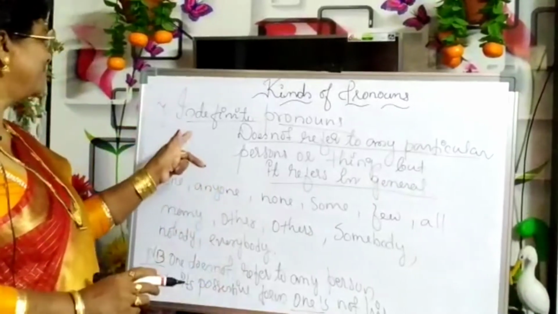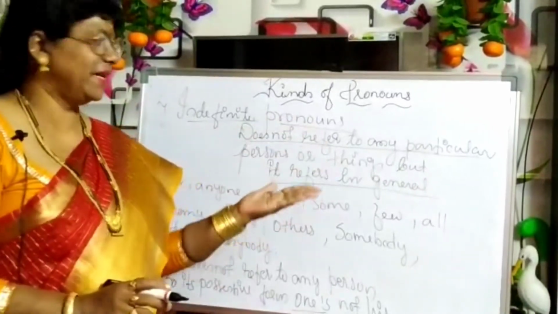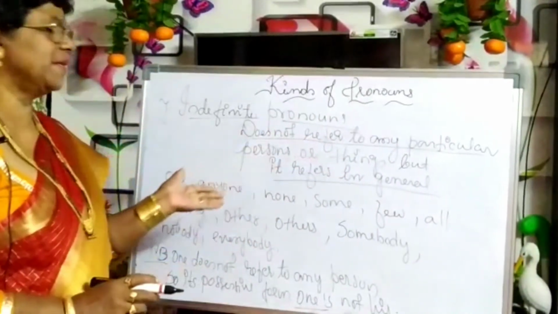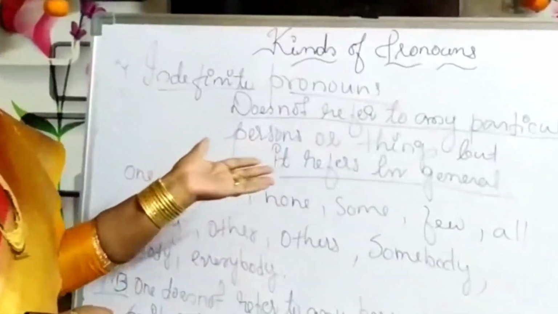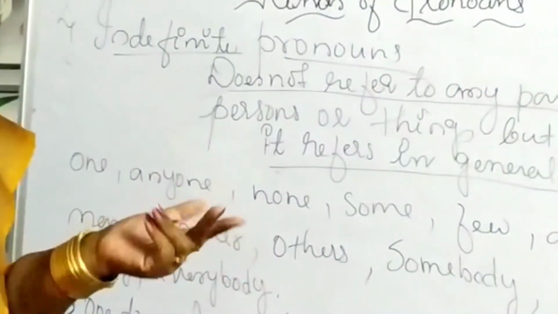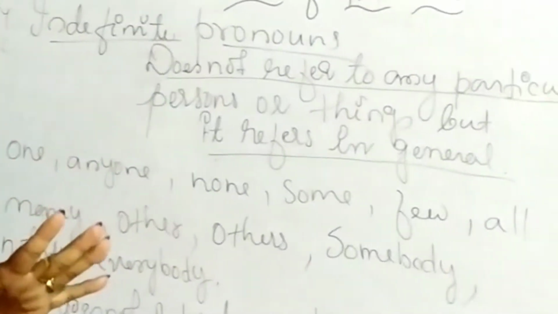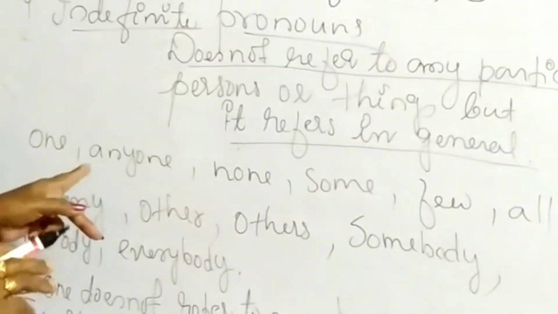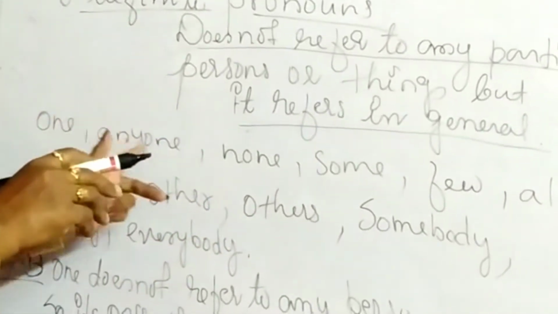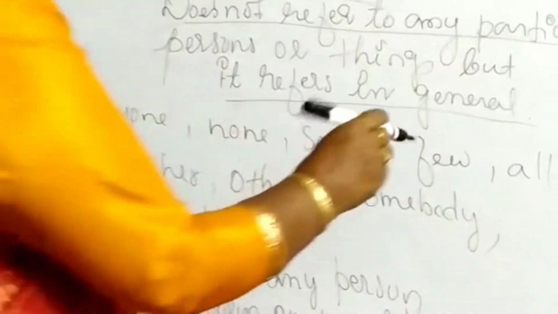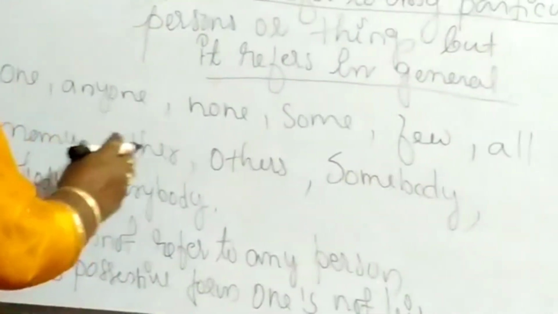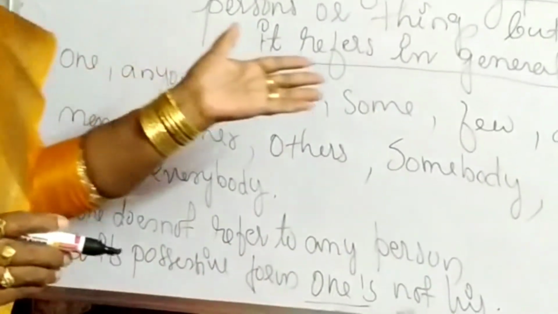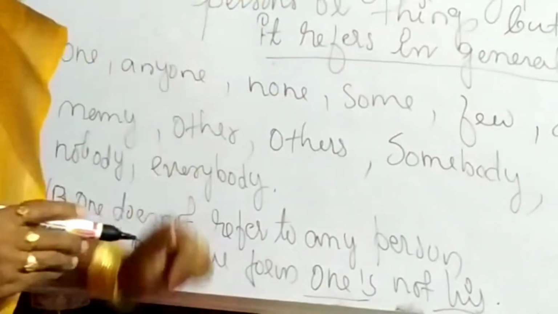Next category is indefinite pronouns. What are indefinite pronouns? They do not refer to any particular person or thing, but refer in general. See what words we can use here: one, anyone, none, some, few, all, many, other, others, somebody, nobody, everybody. These words all come under indefinite pronouns.